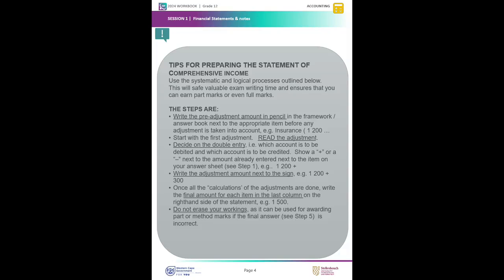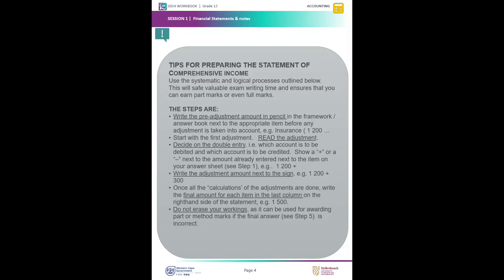Then the next one, start with the first adjustment. You need to read the adjustment. Don't read the first two words and then make up what you think they're trying to ask you. You need to read the entire sentence completely. So read the adjustment. The next one, decide on the double entry.